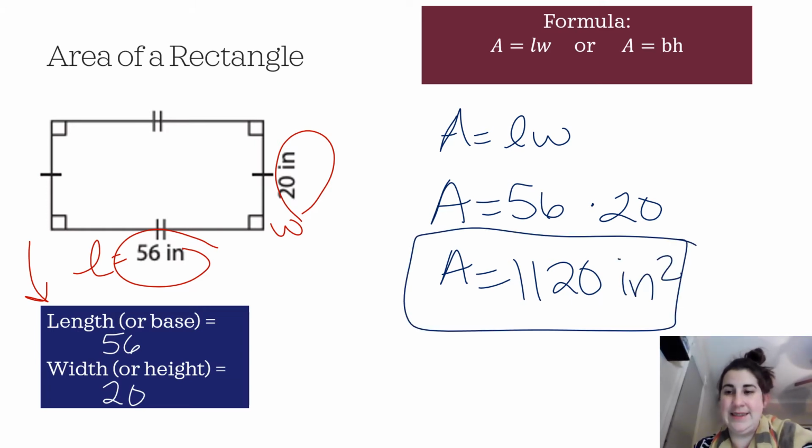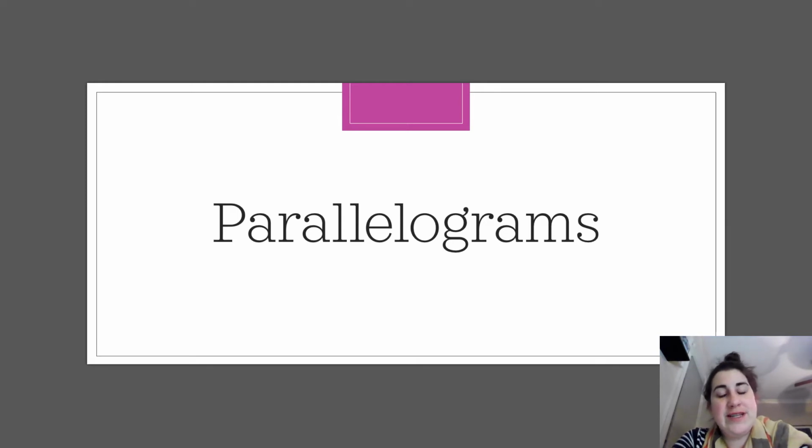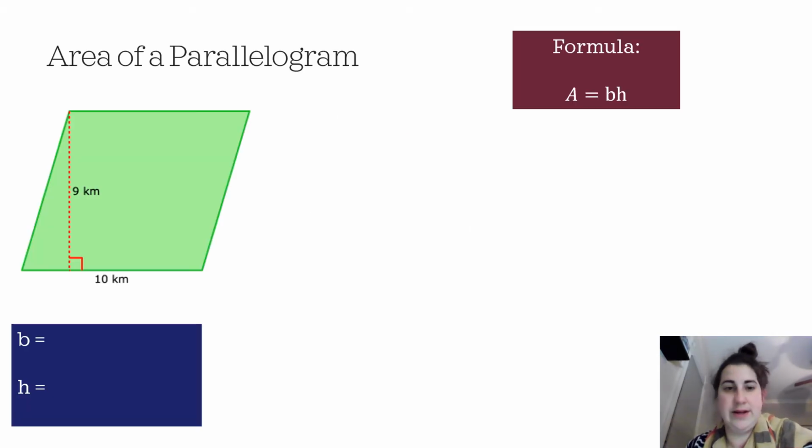All right, let's try some parallelograms. Right here I have my first shape, that's a parallelogram. I want you to notice that the difference between the rectangle and a parallelogram is that your height is kind of slanted. It's like, here's my rectangle, I'm going to switch it over and then draw some diagonal lines.